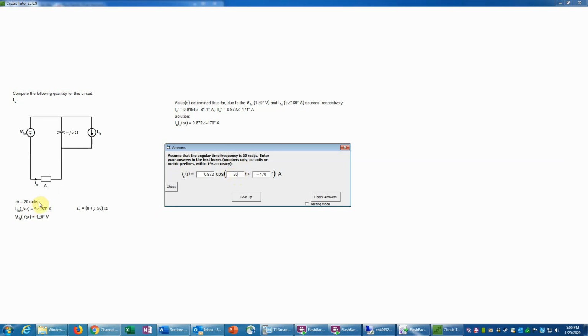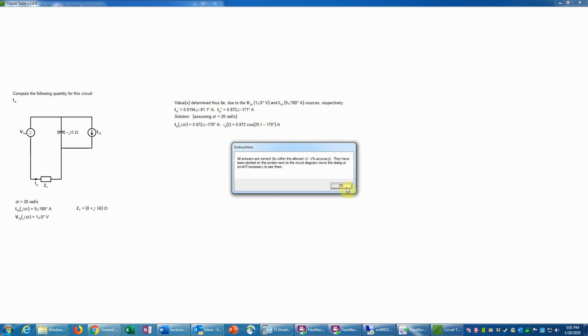If we did have to use a metric prefix, metric prefixes are not accepted in these text boxes, so you would just write it out as a complete number. And remember, when you're doing this by hand, don't forget the t, because if there's no t, it's not a function of t, and that wouldn't make any sense at all, because this is supposed to be a function of time, because we are in the time domain. So let's check that.